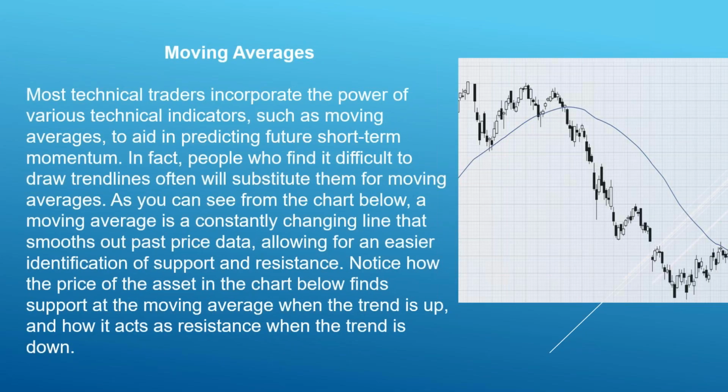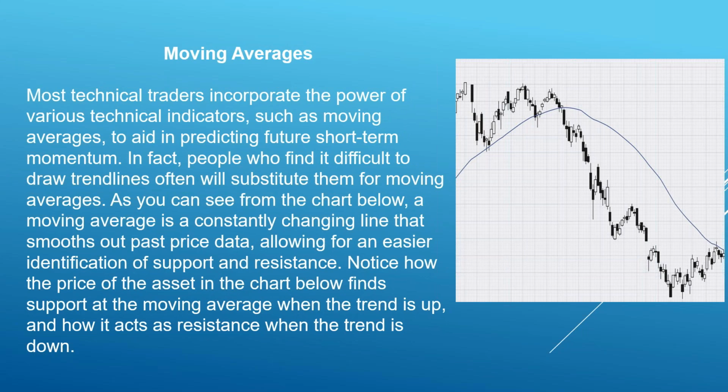We have also the moving average. Most technical traders incorporate the power of various technical indicators such as the moving average to aid in predicting future short-term movement. In fact, people who find it difficult to draw trend lines, you saw the trend lines and you saw that we draw them ourselves, some people find it difficult to do so. So they use the trend line with the moving average. As you can see from the chart below, this chart here, this is a moving average, okay? So a moving average is a changing line. It smooths out past price data, allowing for an easier identification of support and resistance.